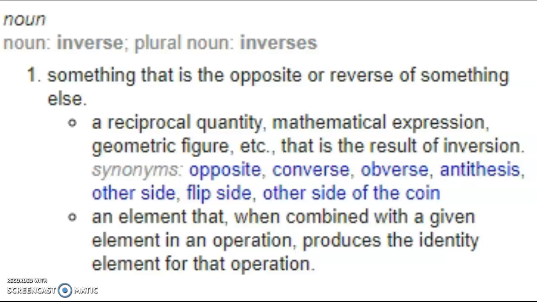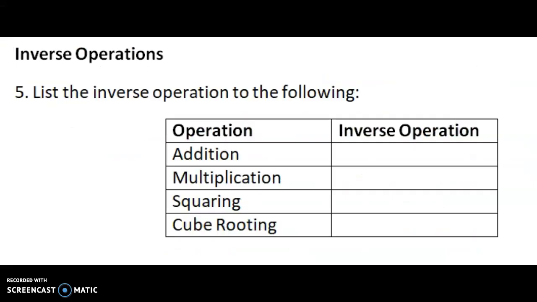And in math, we talk about a reciprocal quantity as being an inverse. A mathematical expression or an equation can have an inverse. A geometric figure can have an inverse. And the synonyms are opposite, converse, and other similar words. So that's what inverse means. So if we talk about listing some inverse operations, you're thinking about what is the opposite operation. So take a few seconds, write down the opposite operations of those four listed.